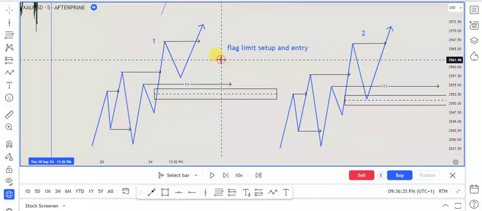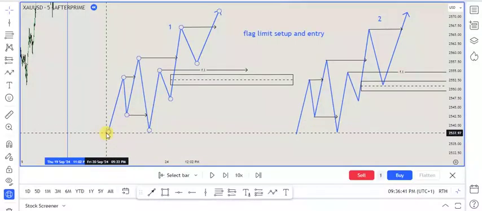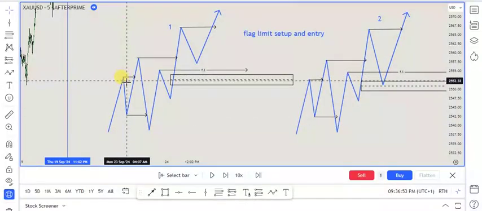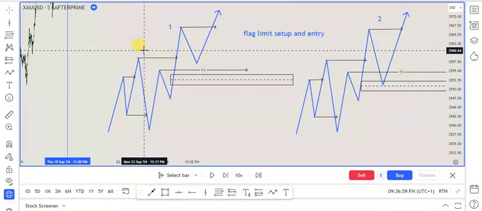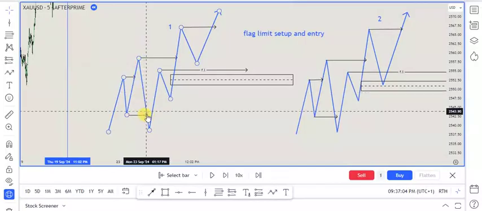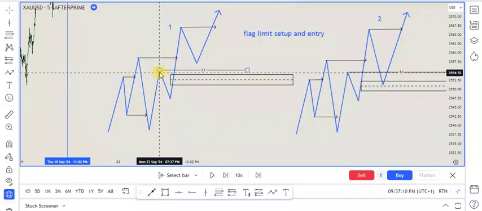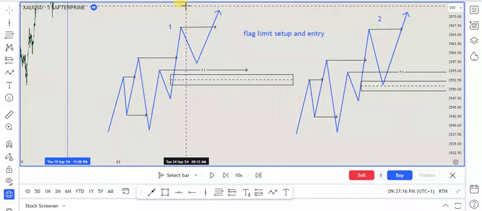Now for the flag limit setup, first of all you must see manipulation. What did I tell you about manipulation? Price that is ranging higher high, higher low, higher high. Normally price is bullish, right? Price is bullish in this example. Then price came, manipulated this and came back, but the first push didn't break the high. It came down again, then broke.